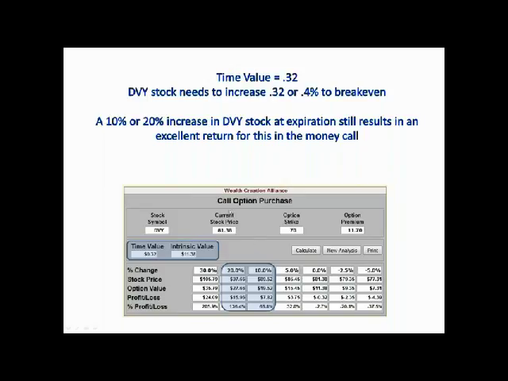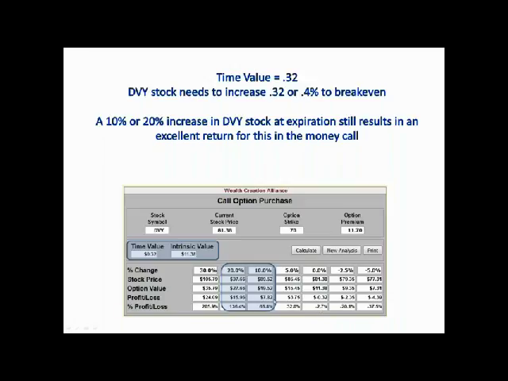Here's the analysis for the call option purchase. DVY ETF was trading at 81.38. We bought the 70 strike call at 11.70. We can see that if the stock is flat at 81.38 at option expiration, we only lose 2.7% on the option. That's a lot better than losing 100%. If we bought an at-the-money or out-of-the-money call and the stock didn't trade above the strike price at option expiration, then we would show a 100% loss here at expiration.